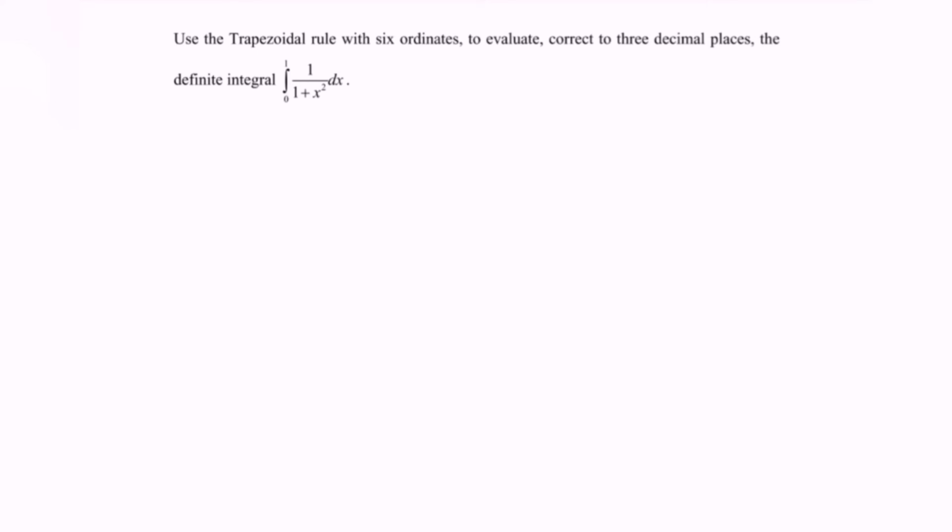I'm going to discuss the example for numerical method. Use the trapezoidal rule with 6 ordinates. So here, 6 ordinates means that n is equal to 5 subintervals or strips, to evaluate, correct to 3 decimal places, the definite integral of the function 1 over 1 plus x squared with respect to x, for the limits 0 to 1. Step number 2 is to find h, where we have 1 minus 0 from the limits over 5. So h will be equal to 0.2.